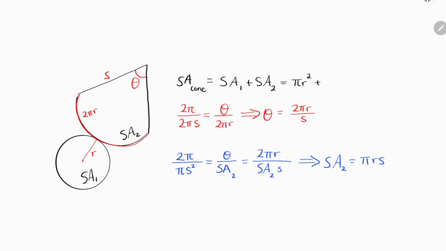That's really neat, because now we know SA2 is pi r s, so we can say that the surface area of a cone, which is SA1 plus SA2, is equal to pi r squared plus pi r s. This was an interesting way to find SA2, using some ratios as well as geometry. But let us now use calculus to find out what SA2 is.